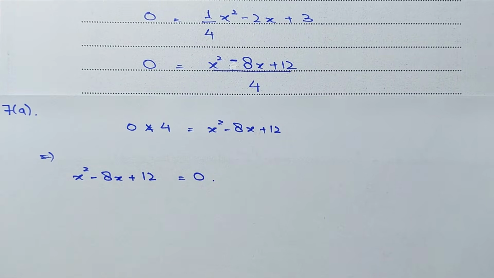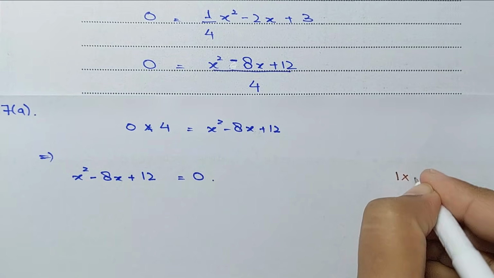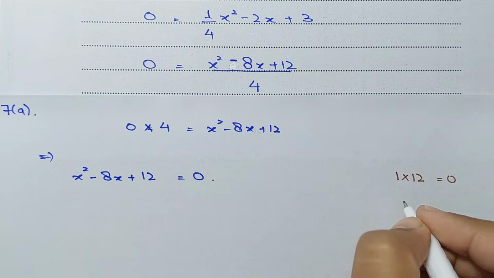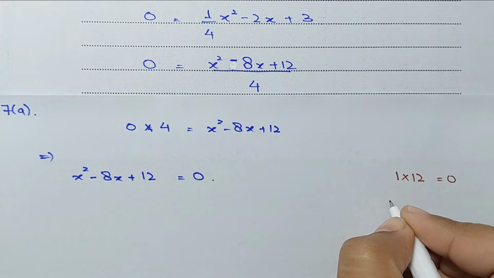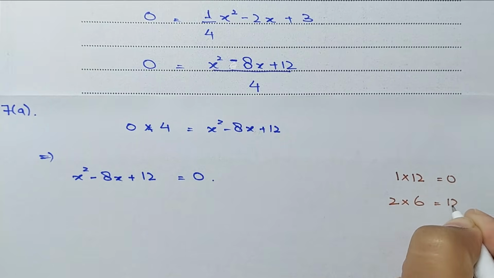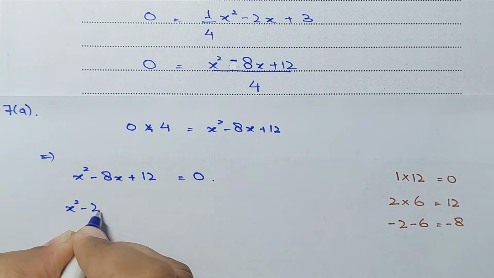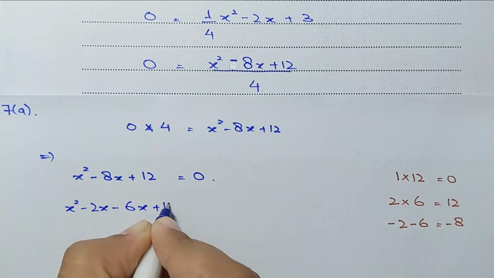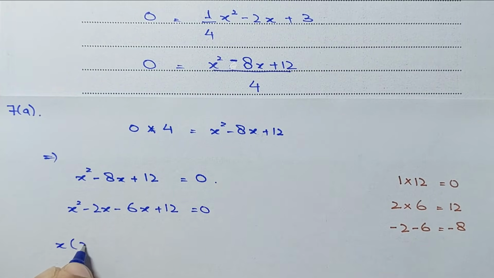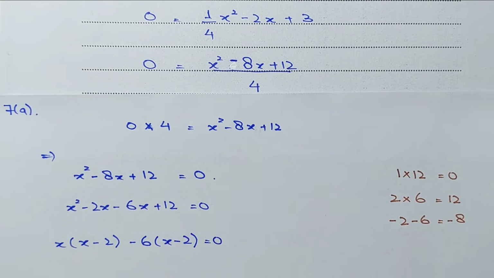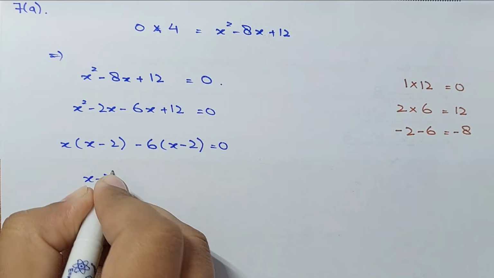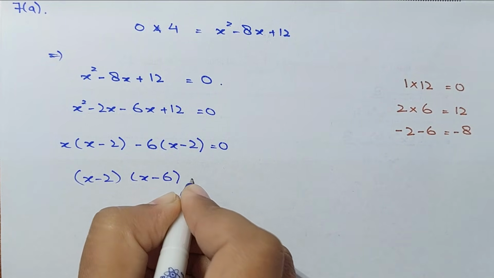Okay, here we can do a factorization, right? 1 times 12 is 12. Now find the factors of 12. We can say 2 times 6 is 12, and negative 2 and negative 6 become negative 8. So we can break minus 8x into minus 2x and minus 6x, and plus 12 as it is equals 0. Take x common, we are left with x minus 2. Take negative 6 common, we have x minus 2. So the two factors are x minus 2 and x minus 6, equals 0.